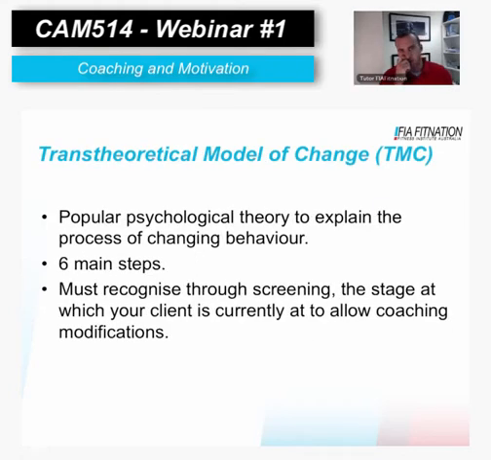So one of the first theories that we're going to look at is the transtheoretical model of change, or TMC for short. This is a really popular psychological theory that we use to explain the process of changing behaviour. It's got 6 main steps, which we'll look at in a second, and the idea is that they are a cycle and you move through each of these steps one by one.